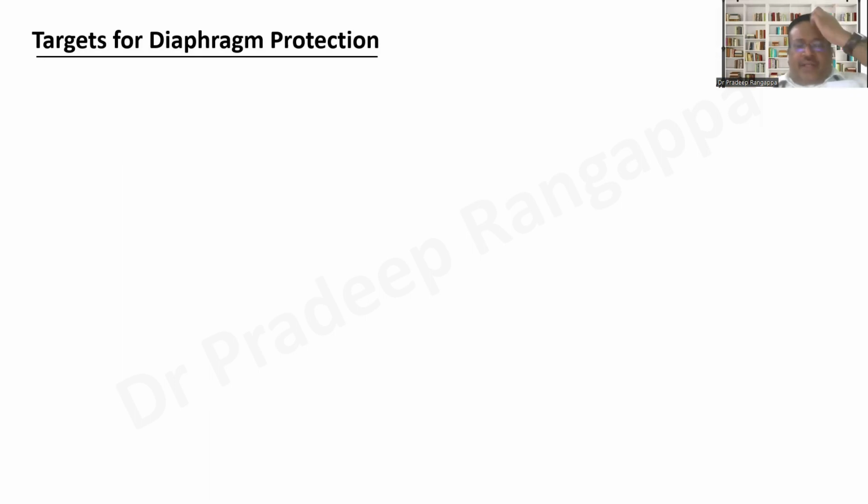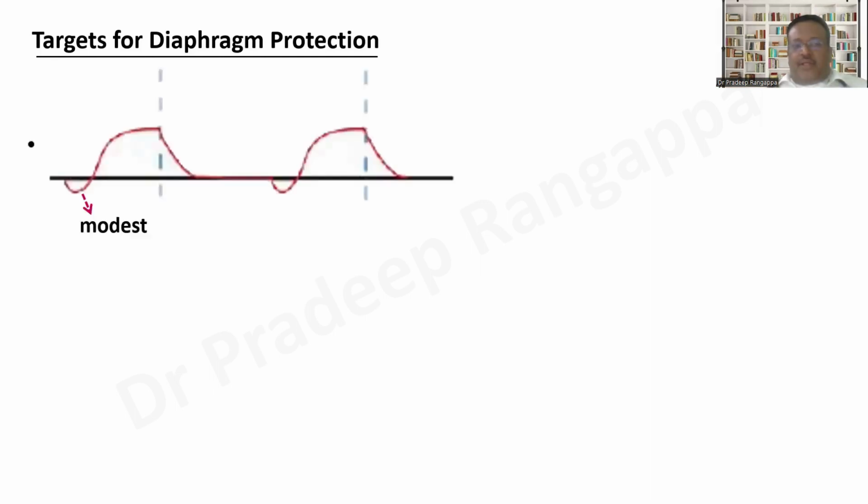So what are the targets? Now we have spoken about physiology, we have spoken about pathognomonic aspects of diaphragmatic dysfunction. We looked into the physics as to what happens with various pressures. So what should be our targets for diaphragmatic protection? Our targets are that your inspiratory effort should not be too much or too less. It should be modest inspiratory effort.